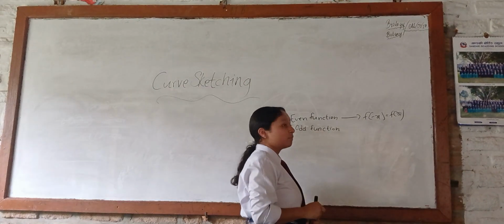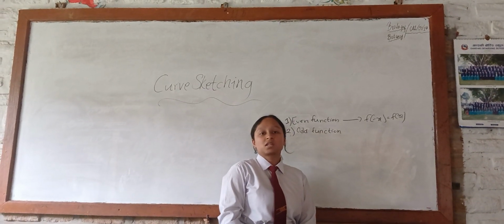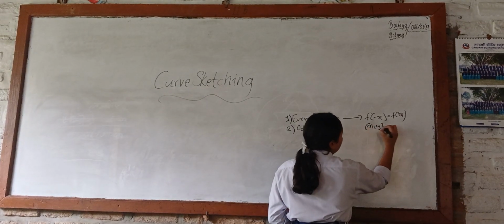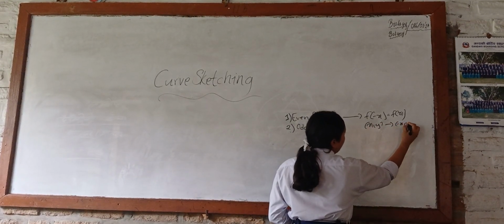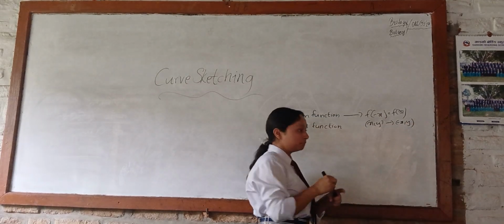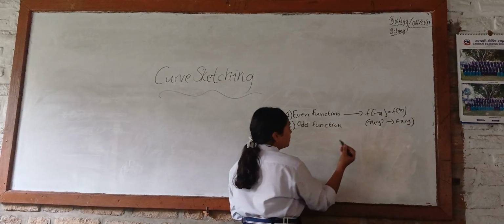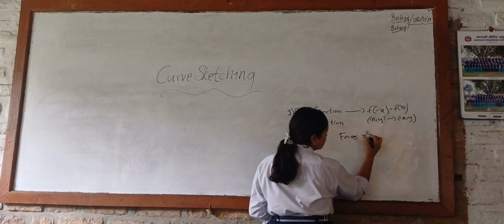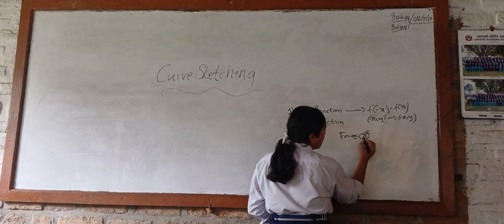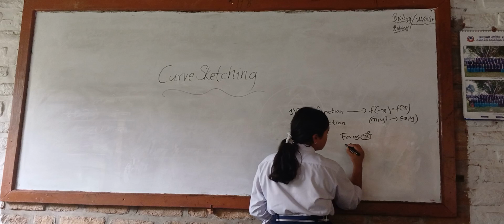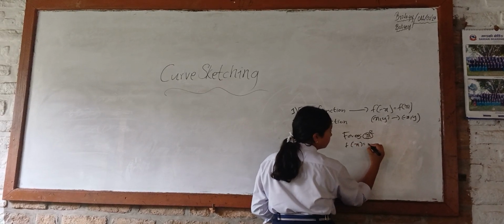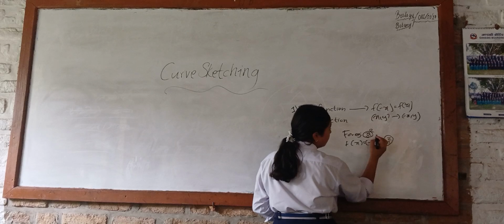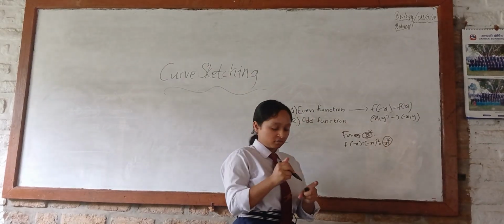In this function, if (x, y) lies on the curve, then (-x, y) also lies on the same curve. For example, x squared. If we replace x with -x, then it gives us the same function, so it is an even function.